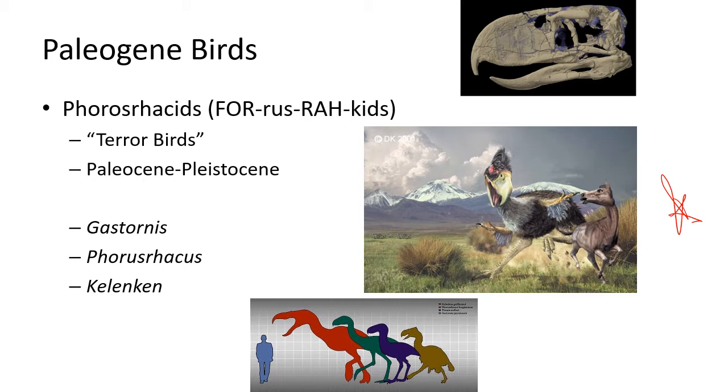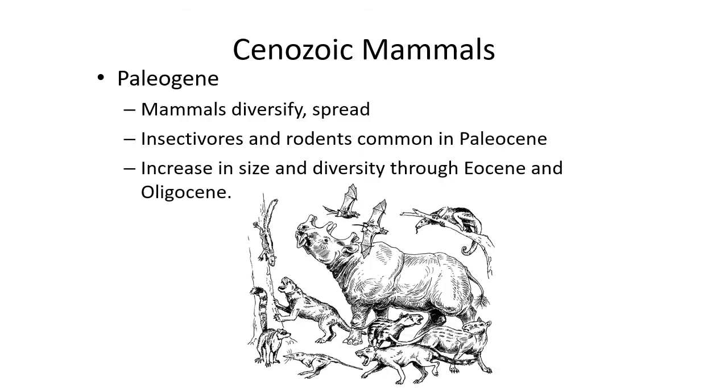CT scans of the skull also suggest that they may have used their powerful beaks to snap them open and close very fast to produce a noise, a low frequency noise similar to emus and ostriches today for communication. So Gastornis, Phorusrhacos, Diatryma, Kelenken, all of these are well-known forest racids, the terror birds.